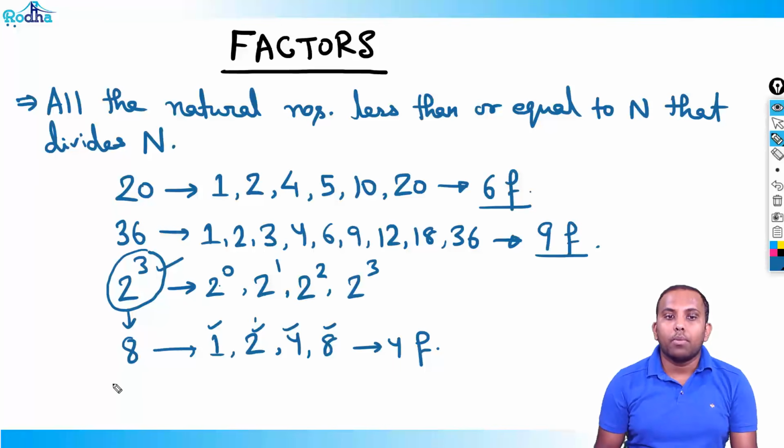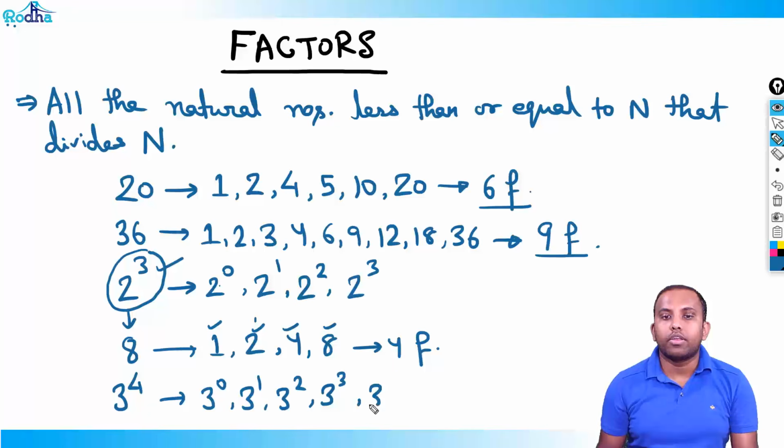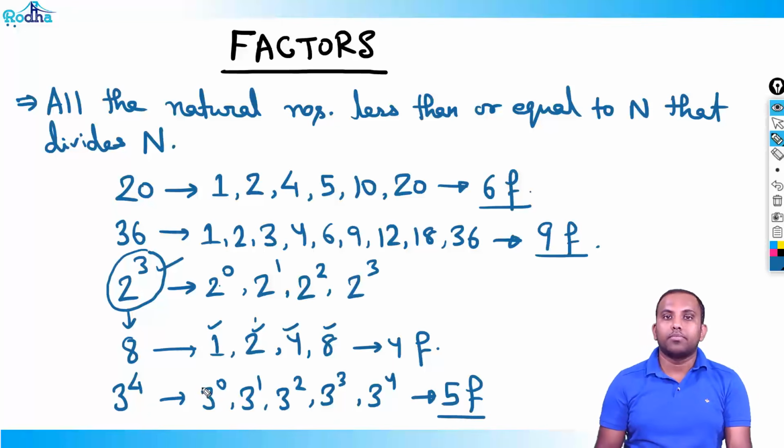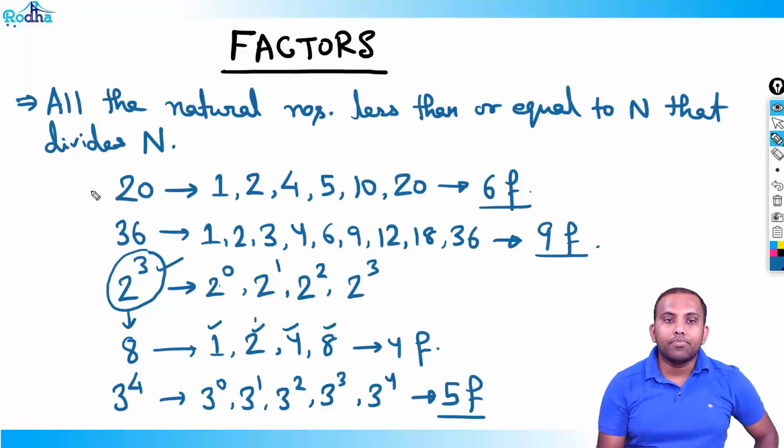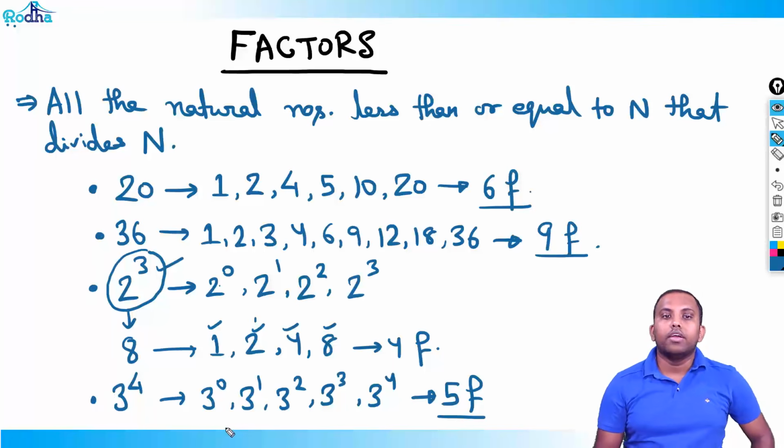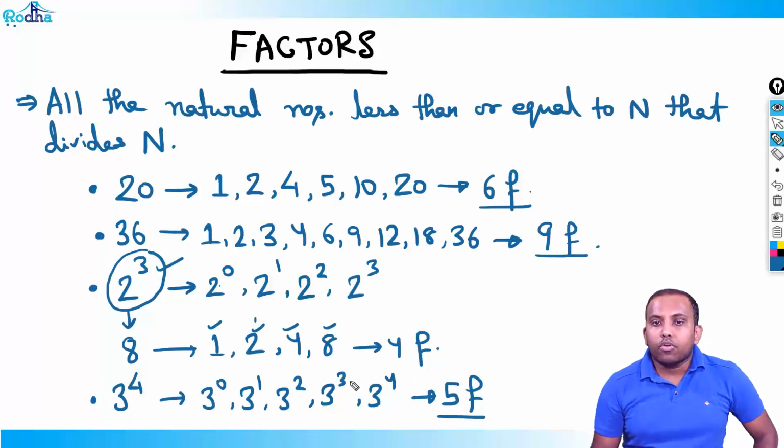Take one more example. How many factors does 3 raised to 4 have? All the powers of 3 starting from 0 up to 4: 3 raised to 0, 3 raised to 1, 3 square, 3 cube, and 3 raised to 4. Total 5 factors. So we have taken 4 different examples: 20, 36, 2 cube, and 3 raised to 4.